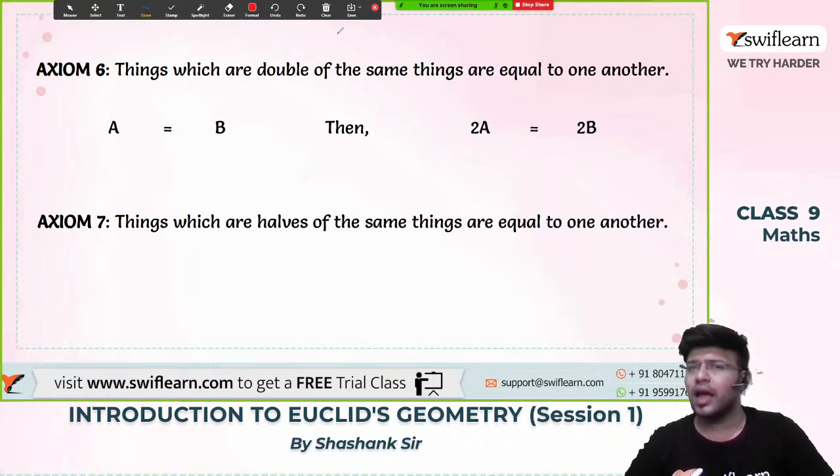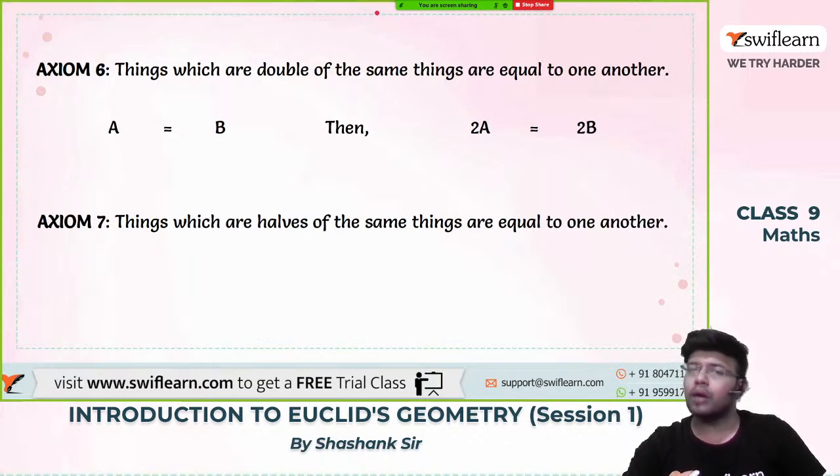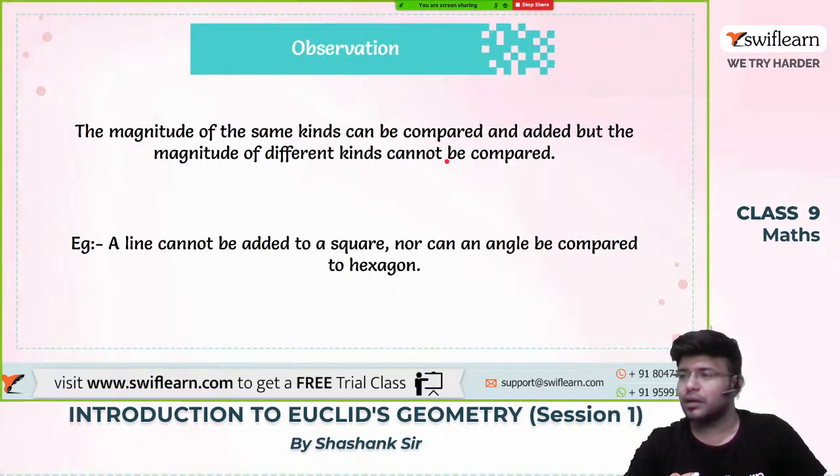And what are axioms? Axioms are universal truths used throughout mathematics. There is no specific clear proof for them. Euclid observed this in nature, in the surroundings, and he defined them. So what are postulates, which we are going to study now? Postulates are nothing but universal truths related only to geometry.